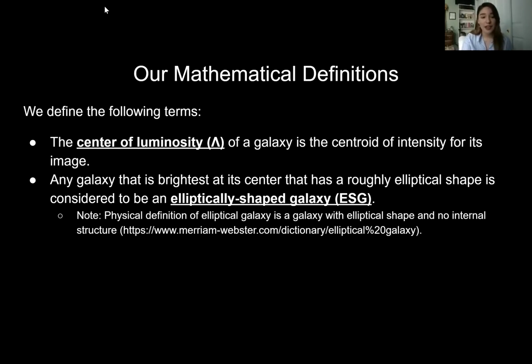Likewise, any galaxy that is brightest at its center and has a roughly elliptical shape should be considered an elliptically shaped galaxy, or an ESG. This should not be confused with the actual physical definition of an elliptical galaxy, which is a galaxy that has an elliptical shape but has no internal structure.